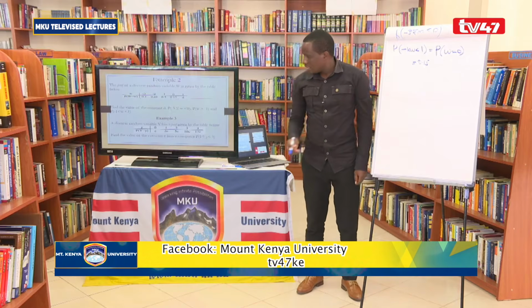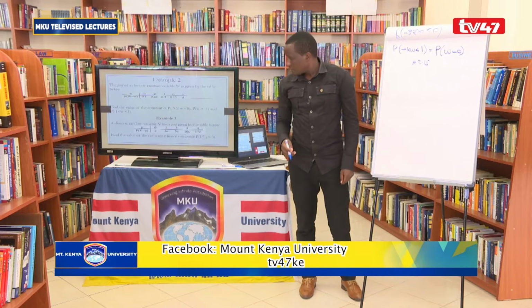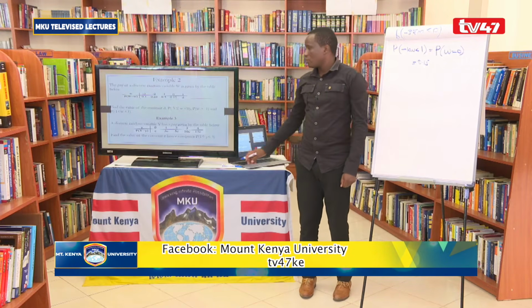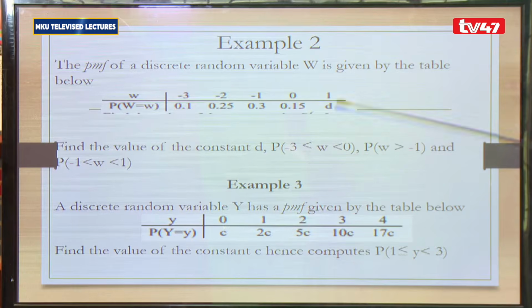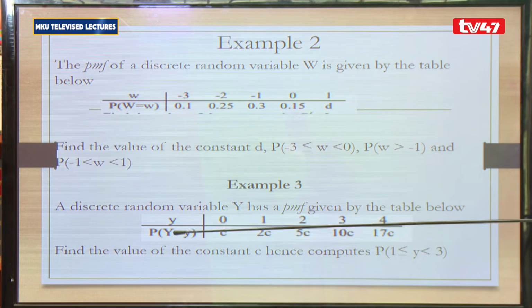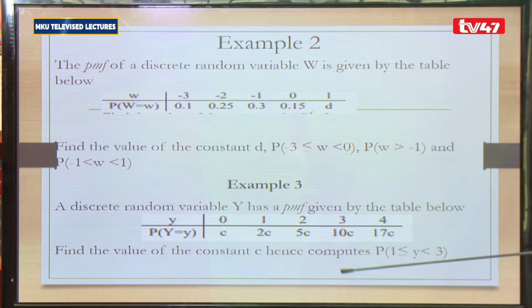Then we have another example there. We are told that a random variable Y has a PMF given by this table. We notice that the table has Y and the corresponding probability of Y with unknowns. So we first apply the concept that the summation of probabilities in a given case must equal 1.